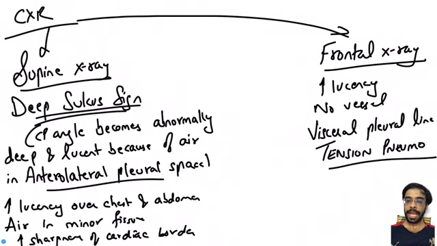What will you see? As we have discussed, in the frontal view, there is increased lucency, no vessels will be seen over there, the visceral pleural line will be seen, and in severe cases tension pneumothorax. But in supine X-ray, there is one sign known as the deep sulcus sign. The CP angle in the involved area becomes abnormally large and lucent because of the air which is present. You have to know the location where it is present, which is also very important. So this is the deep sulcus sign.